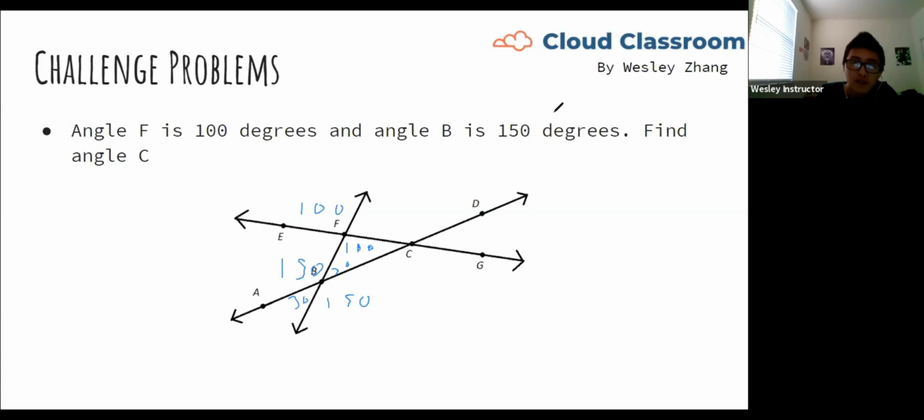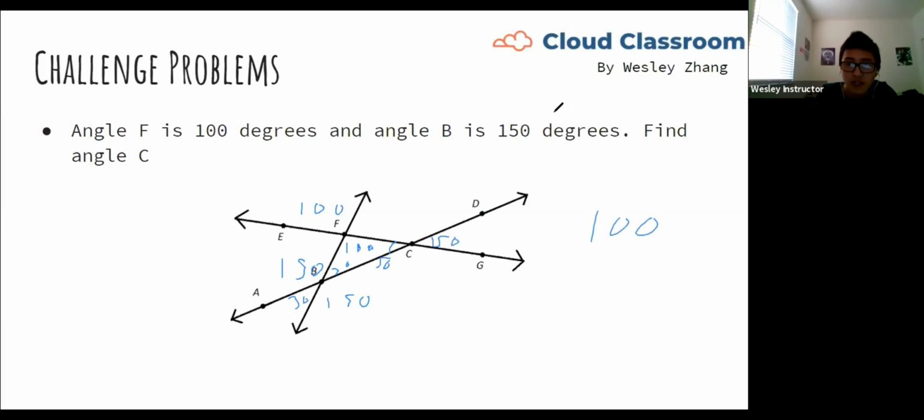So we know that the sum of the interior angles of a triangle adds up to 180. And these two angles already add up to 130. So this angle here must be 50. This angle here must be 50 degrees. That means this angle here must also be 50 degrees. So this one is 150. This one is 50. This one is 50. They add up to 100.